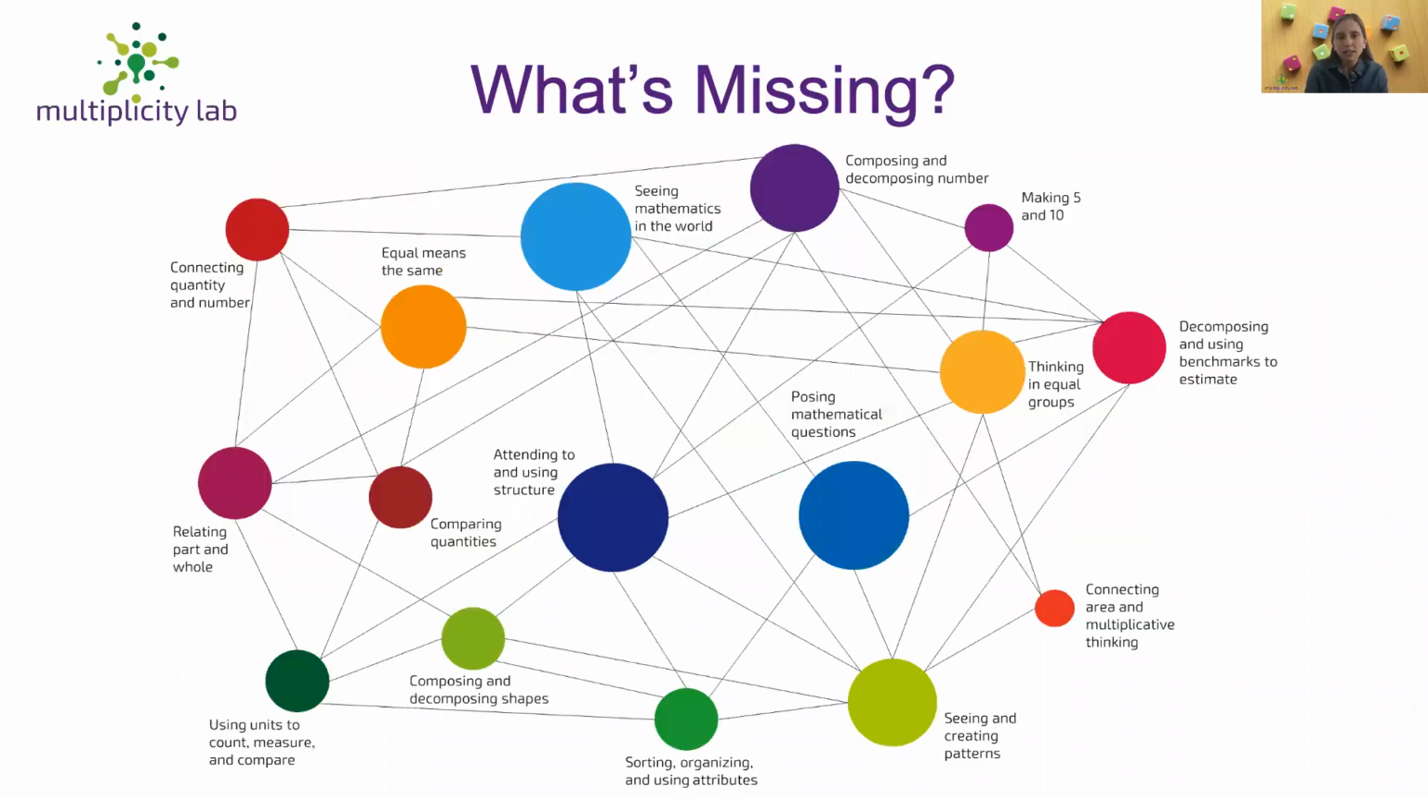The question, what's missing, can open up thinking about a range of big mathematical ideas. Some of the most frequent that come up are composing and decomposing shapes, composing and decomposing number, and depending on the image, students might be thinking about relating part and whole. And attending to what's missing always requires attending to structure. Let's look at a few examples.